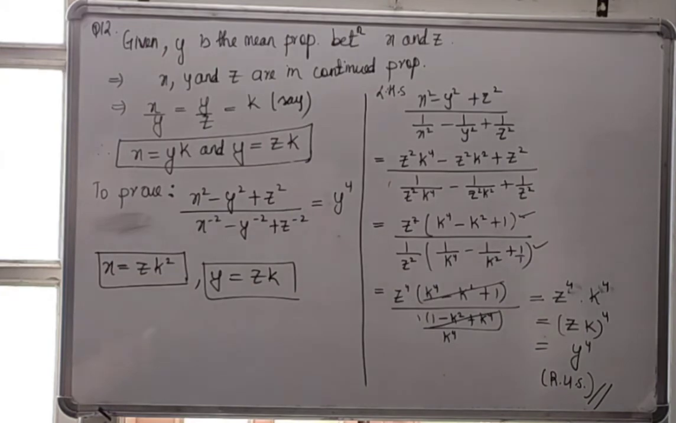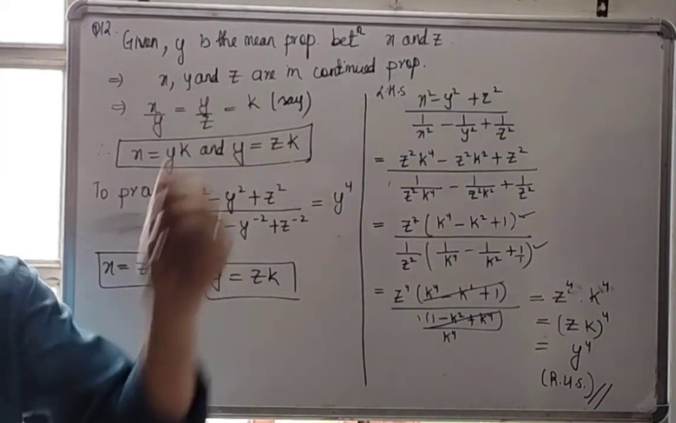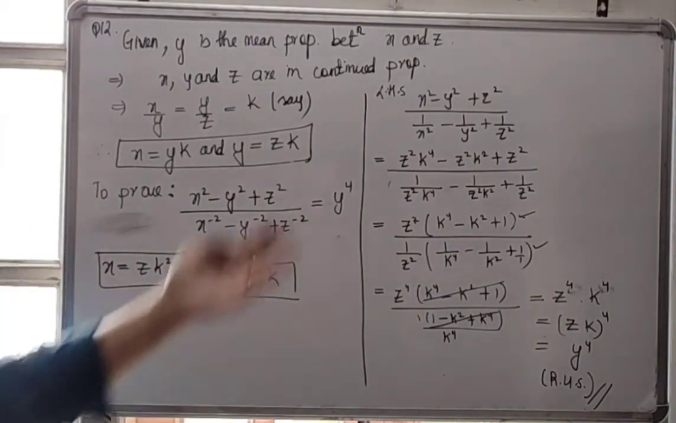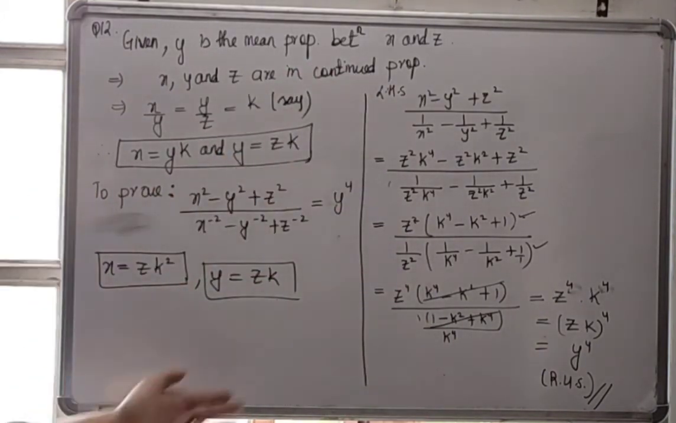Okay, so in this way, the k method helps us to simplify and show LHS equals RHS. Okay, so please pause the video and note it down.